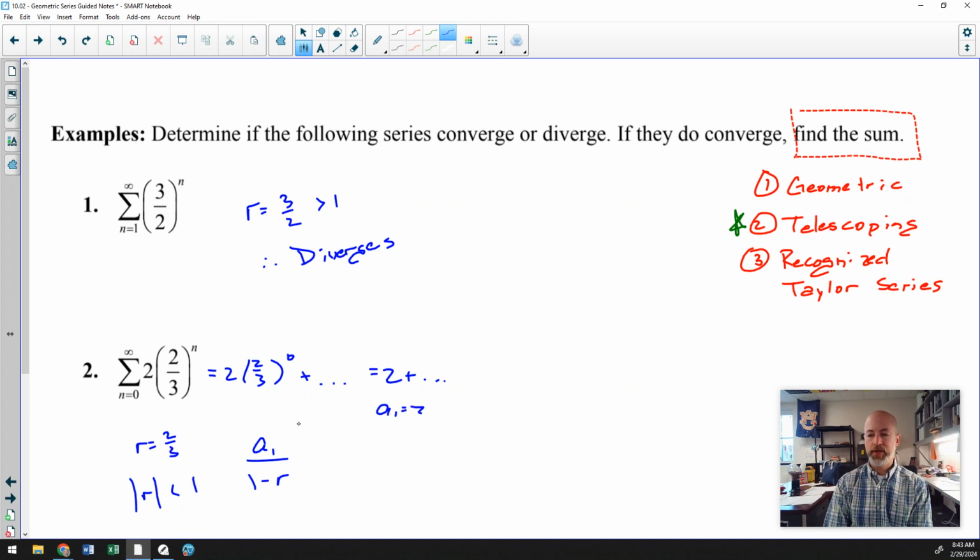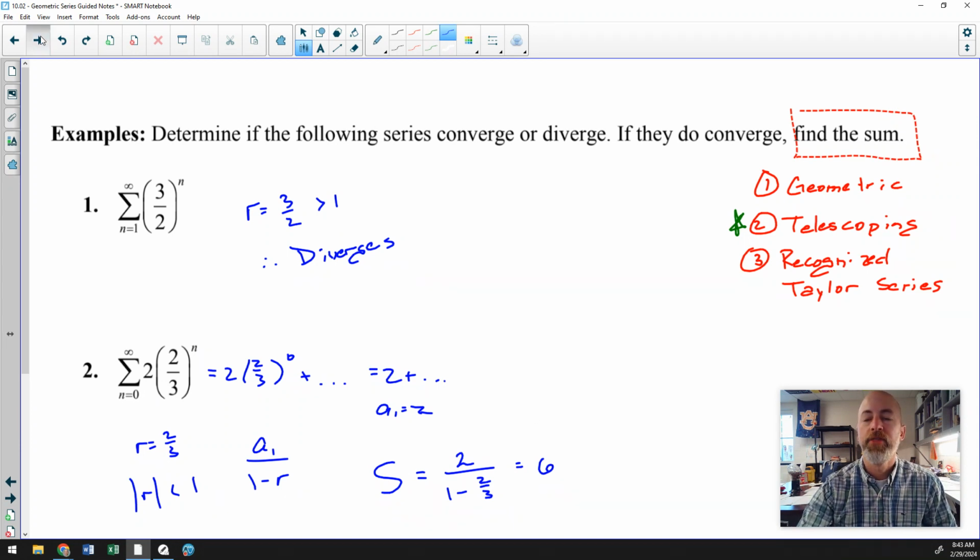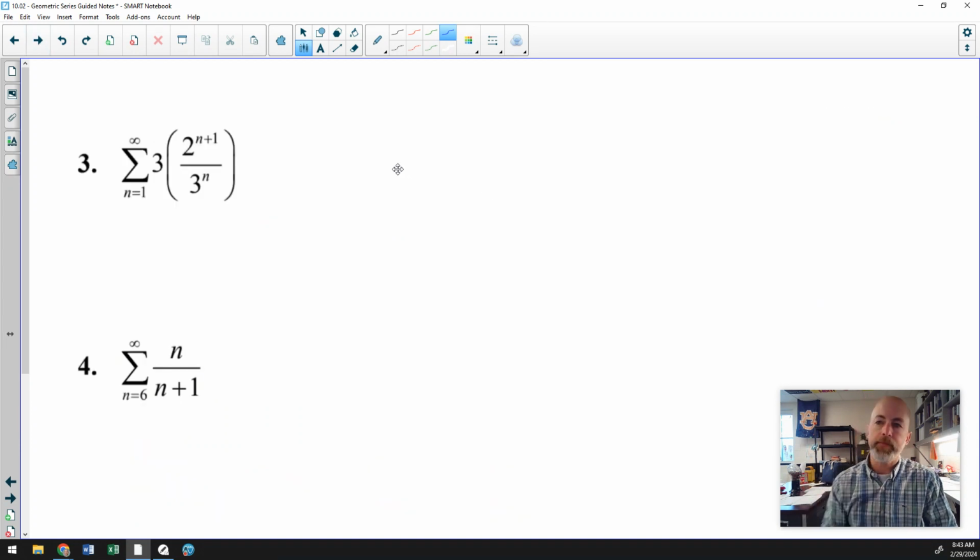And now I have the ratio, I have my first term, and that means I know that the sum, which I'll indicate as S, is my first term divided by 1 minus my ratio. And if you clean that up, that will clean up to 6. So the sum of that series is 6. I have 3 more examples to look at.